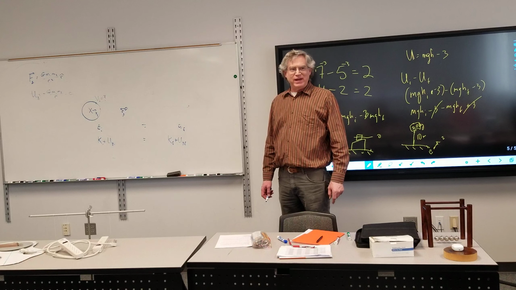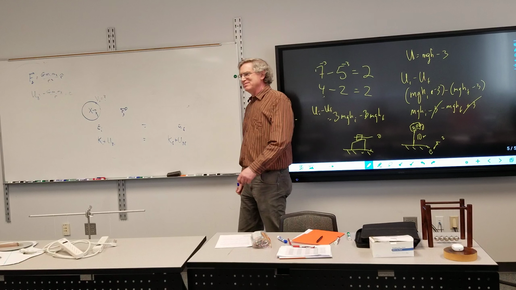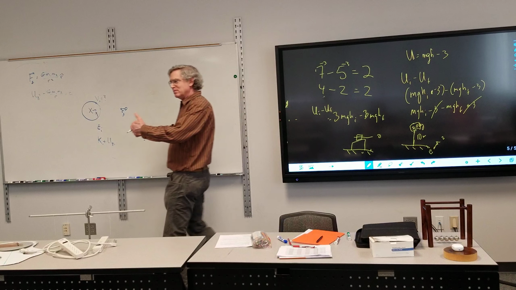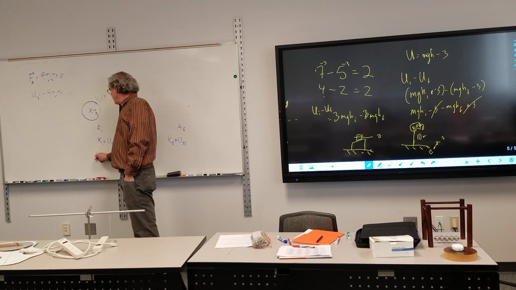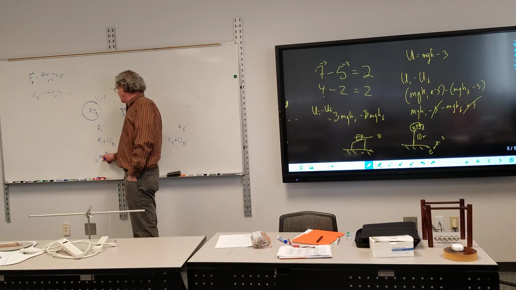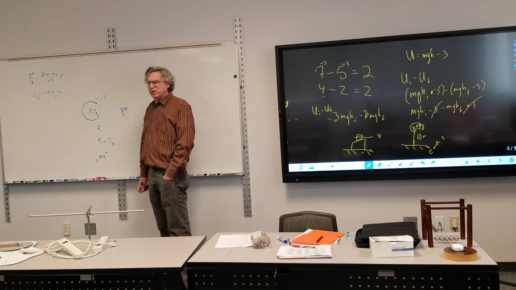What's the formula for kinetic energy? 1/2 mv squared. Doing it in rounds. Let's go. So 1/2 mv squared, initial. My potential energy, what's the formula for potential energy?